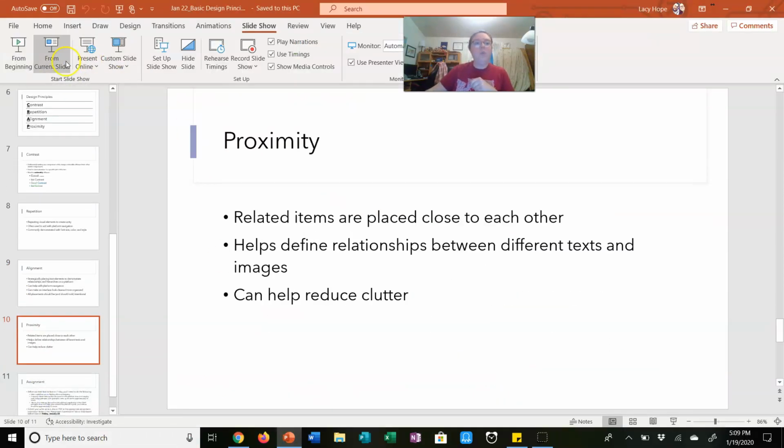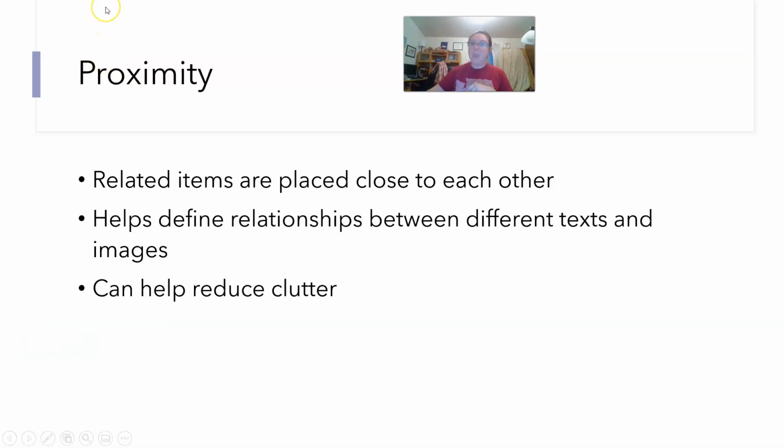And finally, we have proximity. That is when we place related items close to one another. What proximity helps with is defining relationship between different texts and images. And with images, I'll also extend that out to say media. So if there's a video, an infographic, a GIF, a meme, whatever it is, it still applies to that as well.